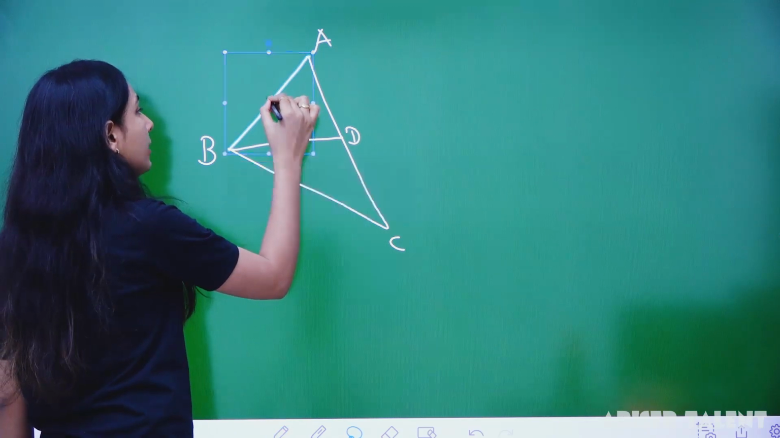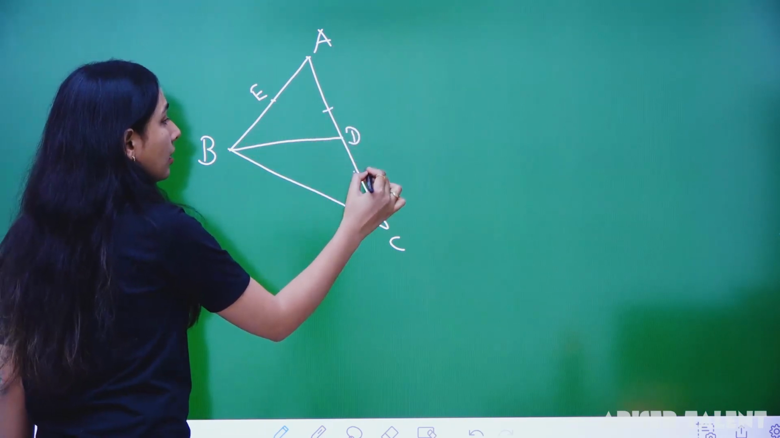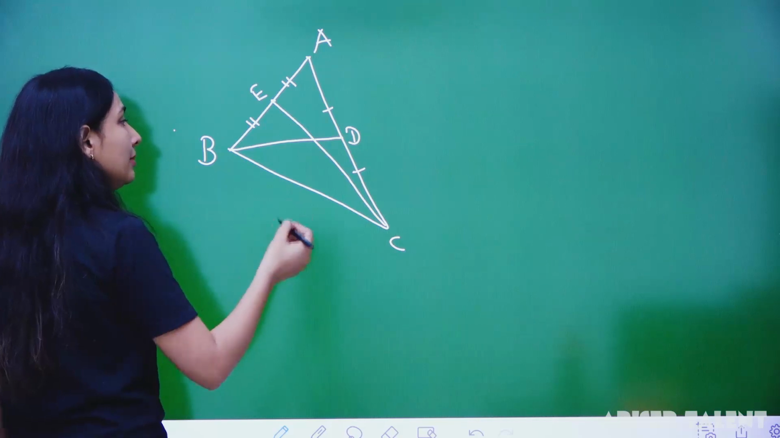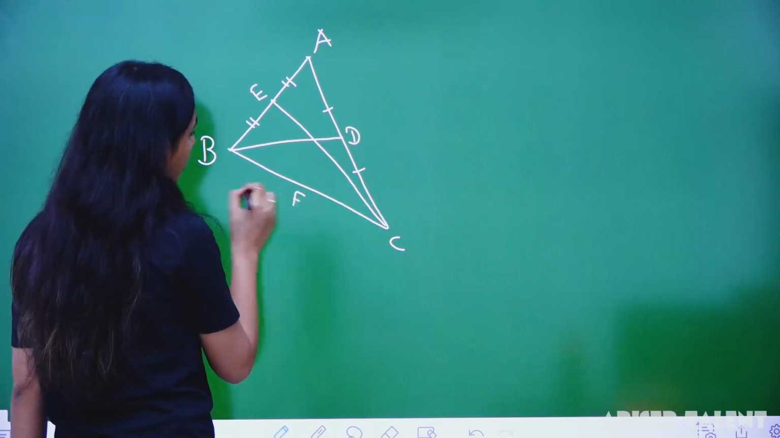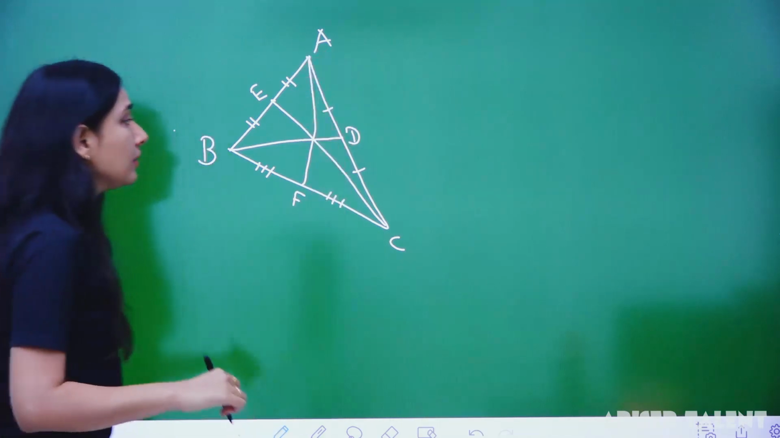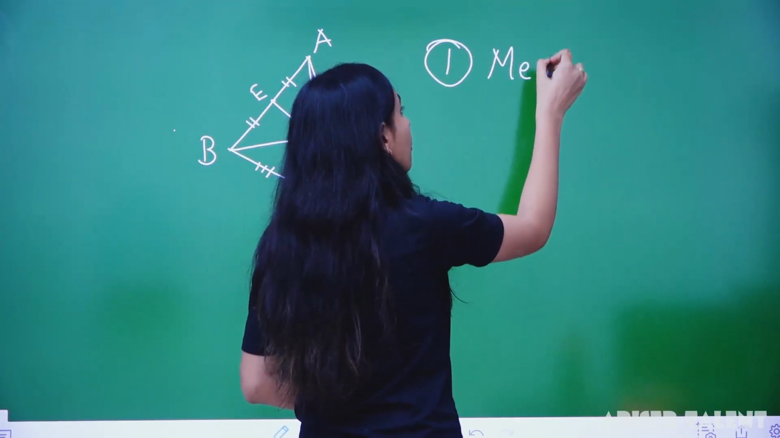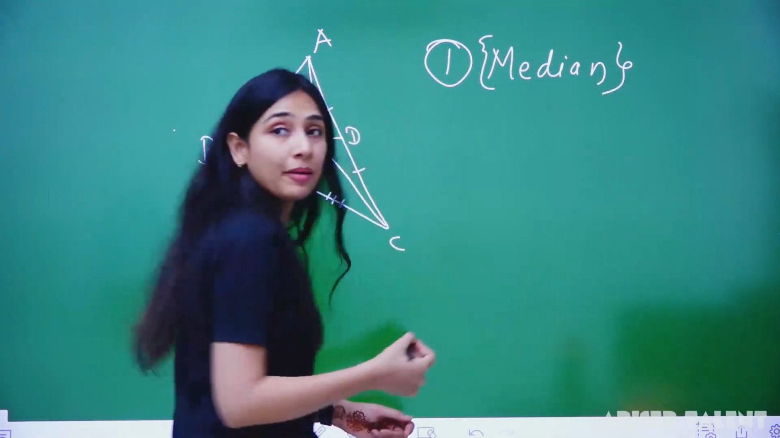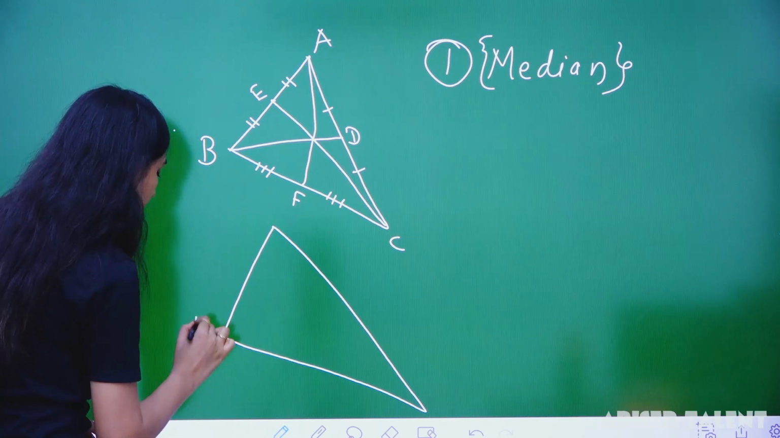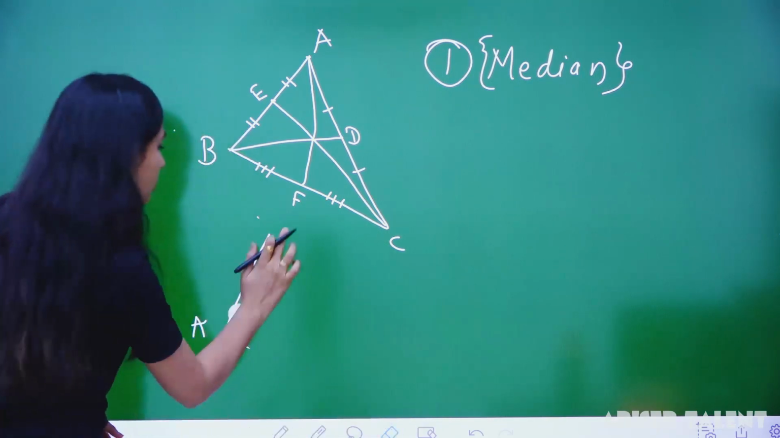Similarly, I can locate a point E here, which will divide AB into two equal parts, and that will be a median. Similarly, I can have a point F, which will divide BC into two equal halves, and I'll join them. Now, these are the medians. First, we'll get knowledge about the medians. Why are we getting knowledge about the medians? Because we'll be using them. Now, if I have another triangle ABC, or we can just use that particular one.